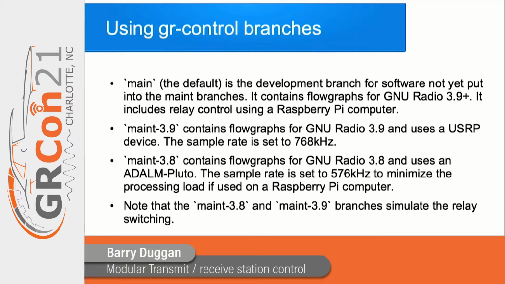And note that the main 3.8 and the main 3.9 only simulate the relay switching. Only the main branch has the real relay switching in it.